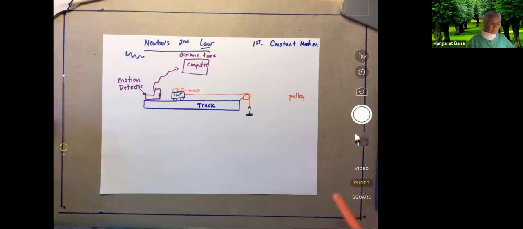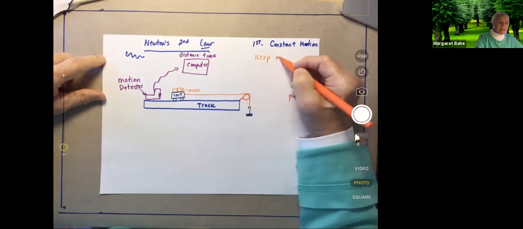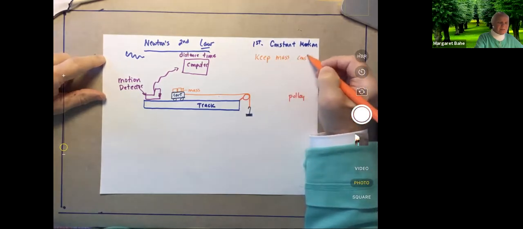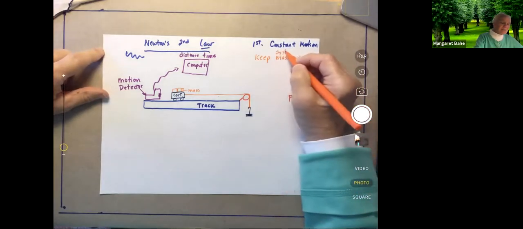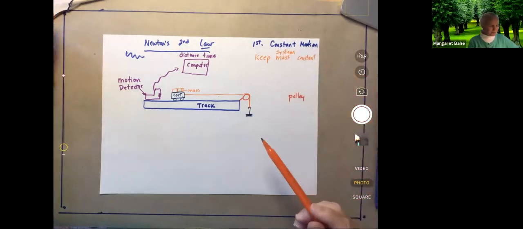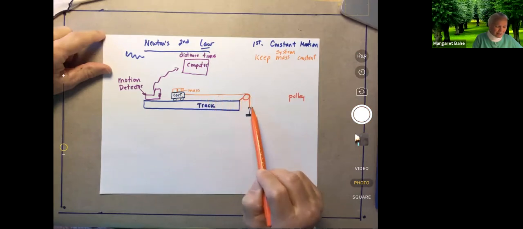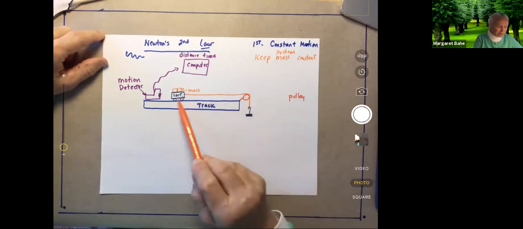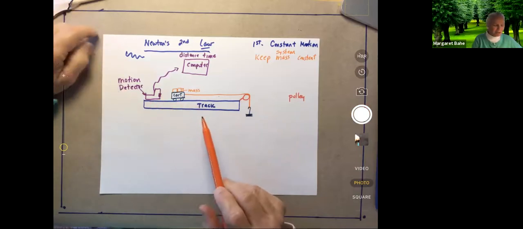Yeah, it might. Okay, so the first thing we're going to do is run an experiment where we keep mass constant. When I say keep mass constant, I'm going to call this the system mass. Now, what do I mean by system? The system is going to be the cart, the mass on there, the string, and this pan. The track and the motion detector are just places where we're running our experiment.